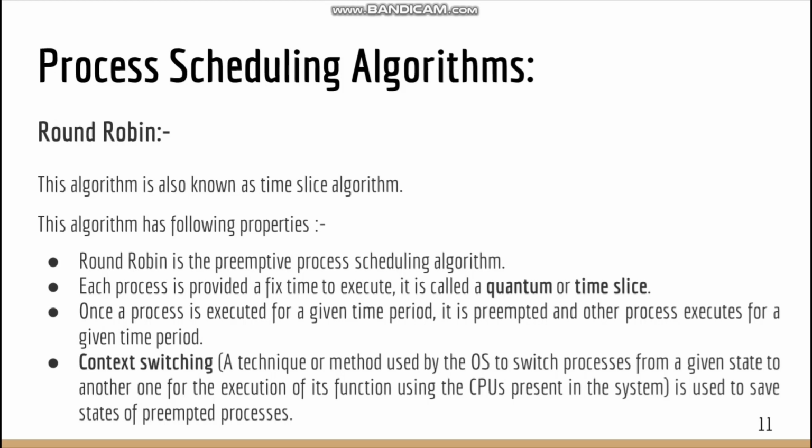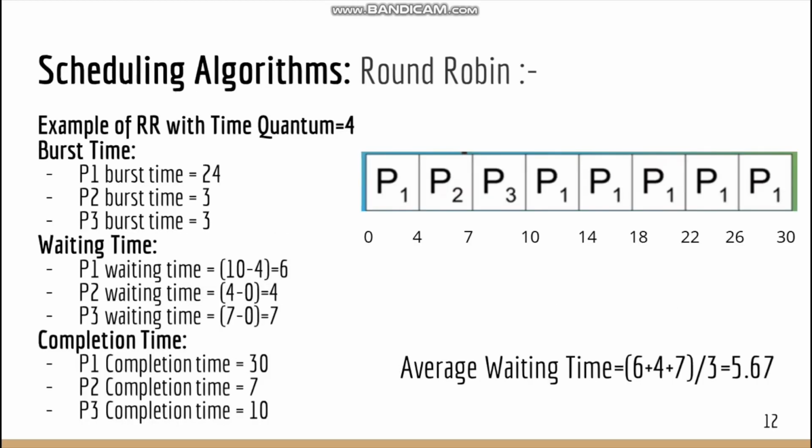Now we'll look at its example. Here we have three processes, P1, P2 and P3, and we set the quantum time to 4 seconds. So firstly P1 will execute for 4 seconds, then P2, and then P3 will execute for 4 seconds, and then again P1 will execute for 4 seconds. As you can see, P2 and P3 are already executed completely. So now P1 will continue to execute until its completion.